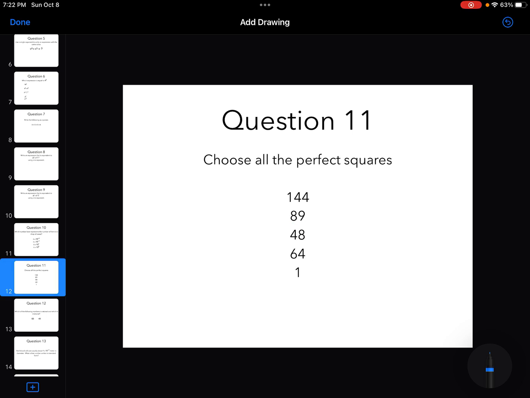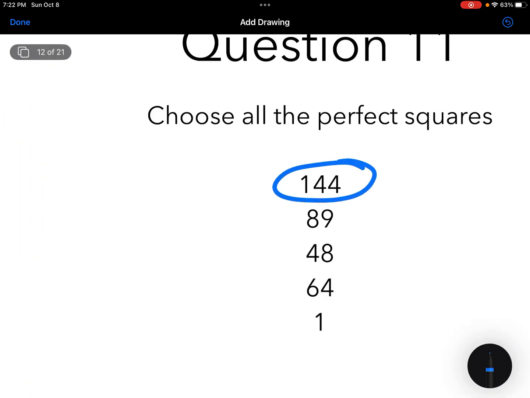Choose all the perfect squares. Well, this one's 12 times 12. This one's 8 times 8. And this one's 1 times 1.